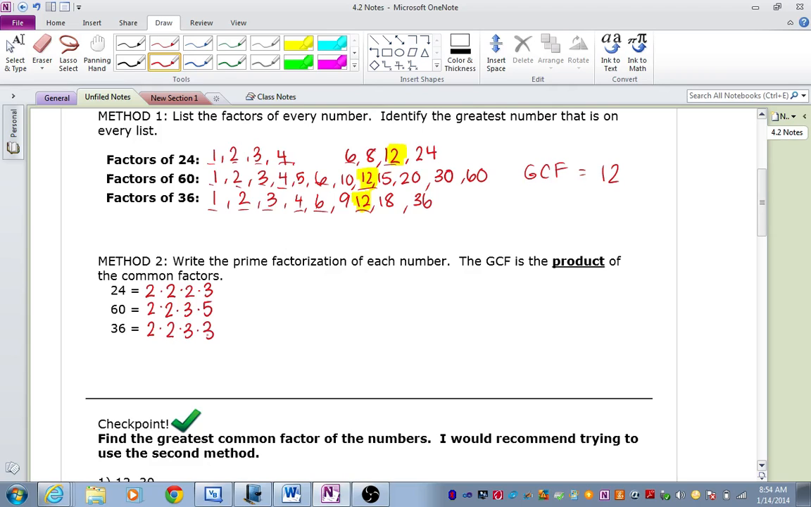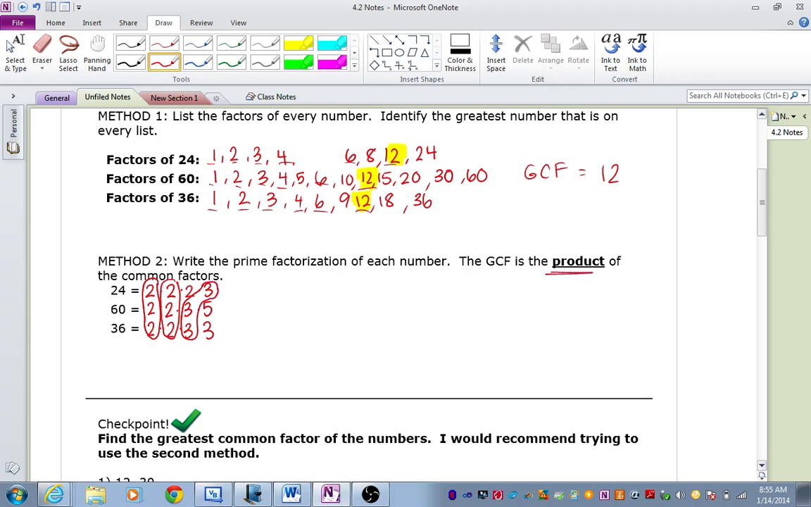So now you want to find what prime factors are common to 24, 60, and 36. I like to circle them because you can only use each once. So here we have a set of 2's. We have another set of 2's. And then it's going to be a little crooked, but that's okay. We have a set of 3's.